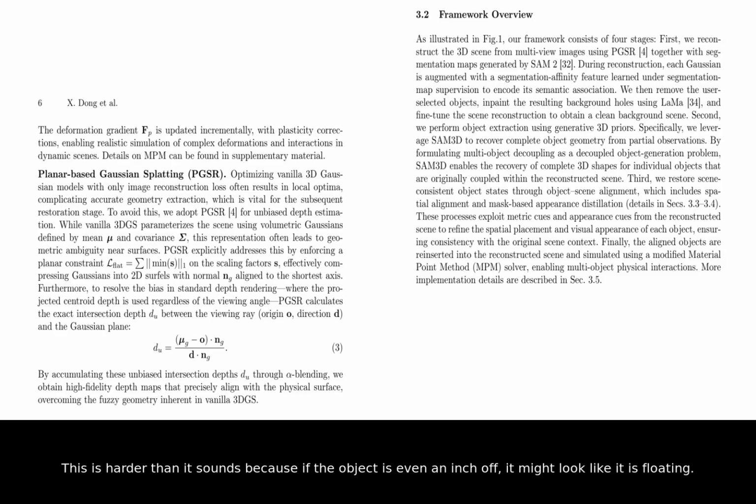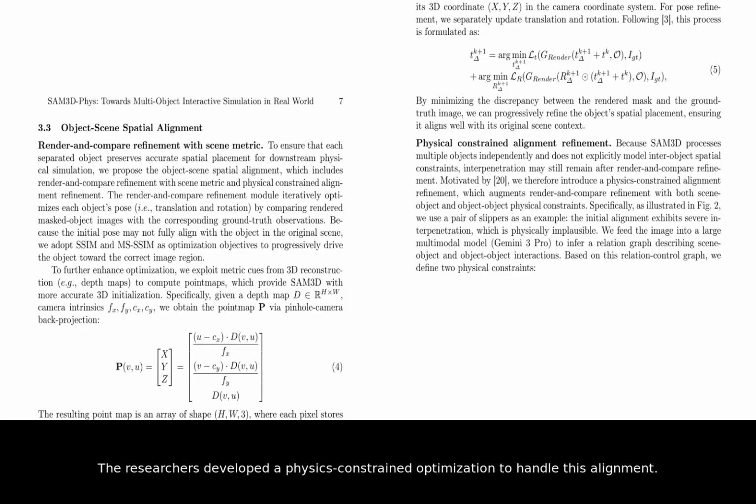After the object is completed, it has to be put back into the scene perfectly. This is harder than it sounds because if the object is even an inch off, it might look like it is floating. The researchers developed a physics-constrained optimization to handle this alignment. It checks the floor levels and the surrounding items to make sure nothing is overlapping or sinking. This step is crucial for making the interaction feel natural instead of glitchy.